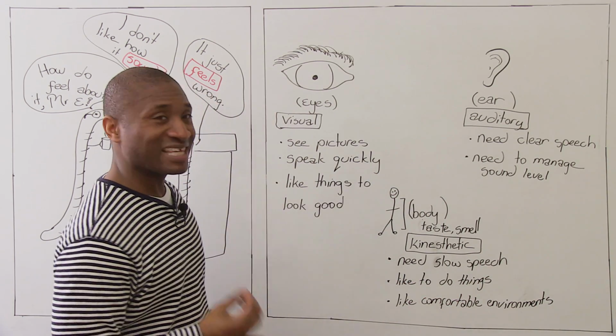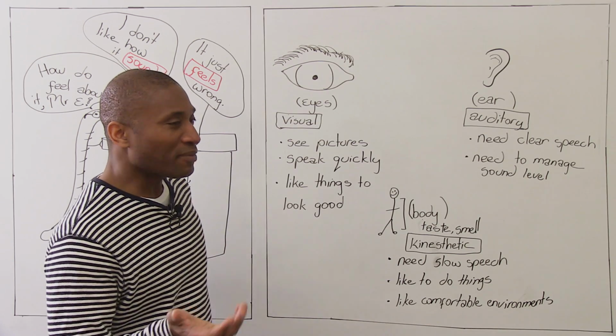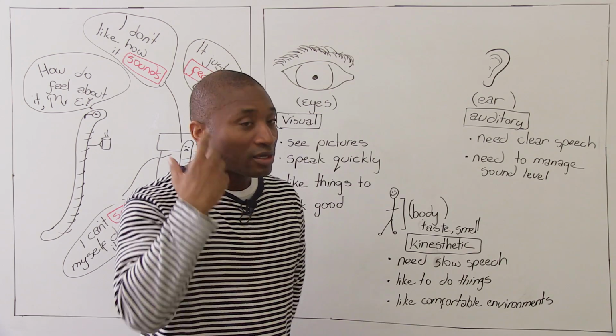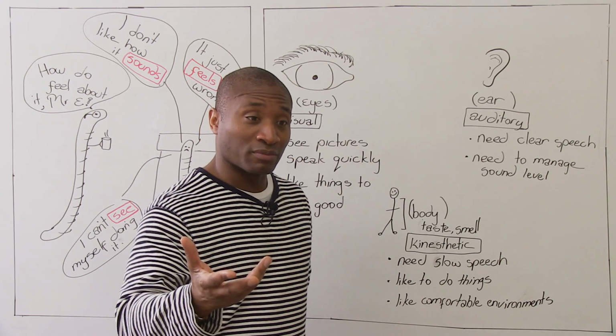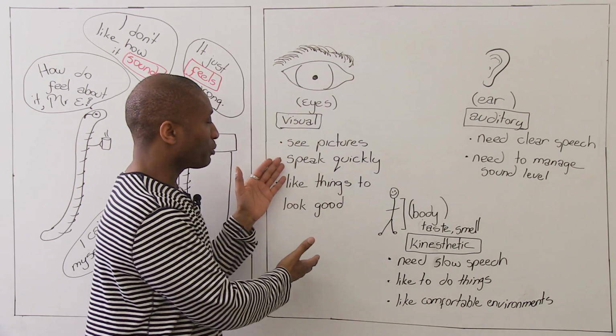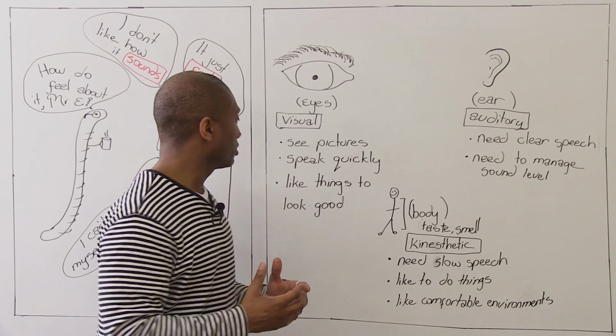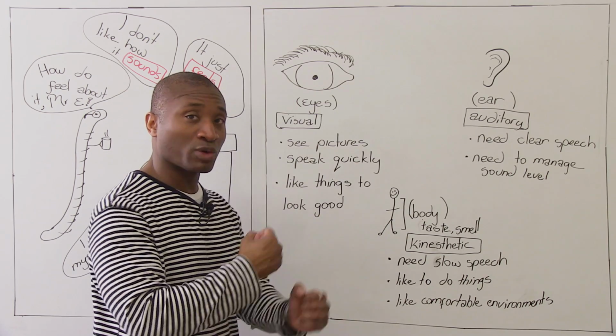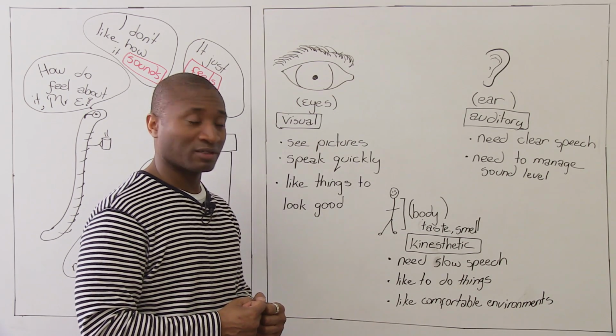Now, they like things to look good. Why am I telling you this? Well, if you understand how these people think, you'll understand how to communicate with them, right? So a visual person likes things looking good. They speak quickly and they see pictures when they're speaking. That's why they speak so quickly to you or rapidly, okay?